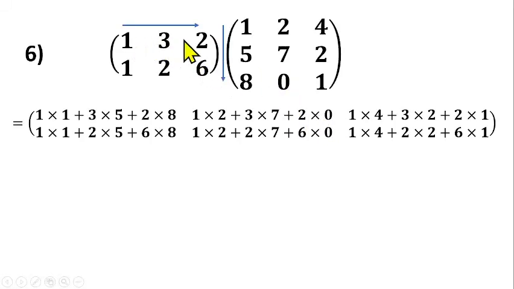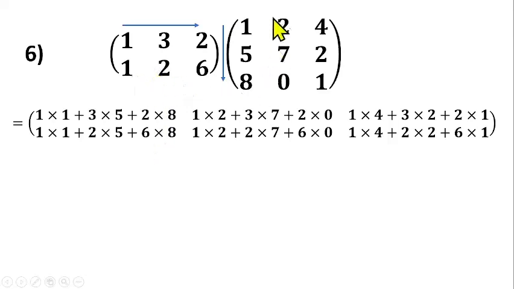Then this row again will go and multiply the third column. So we have 1 times 4, which is this, 3 times 2, which is this, plus 2 times 1, which is this. So technically this row has multiplied these 3 columns. Then the second row of this first matrix will go again and multiply these 3 columns as well. So we have a 1 times 1, which is this, 2 times 5, plus 6 times 8, which is this.